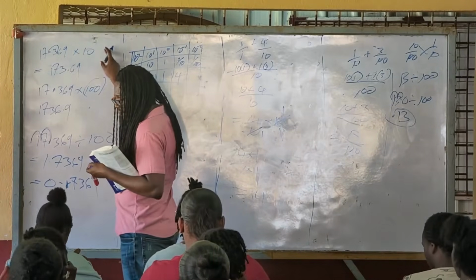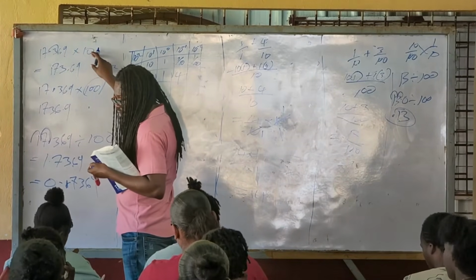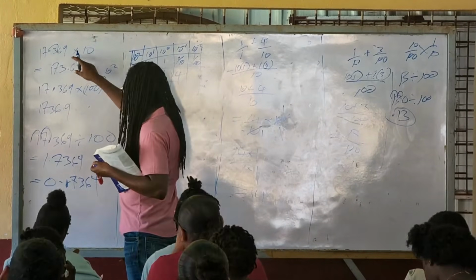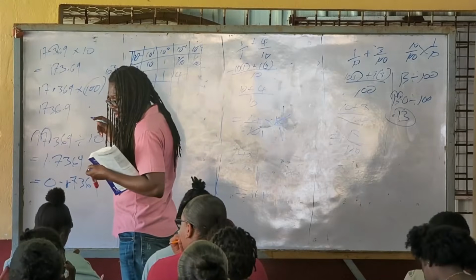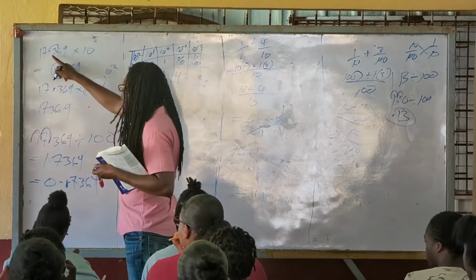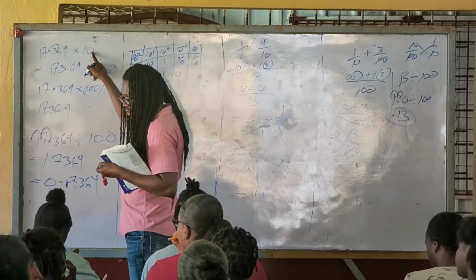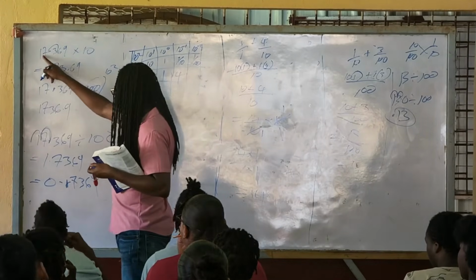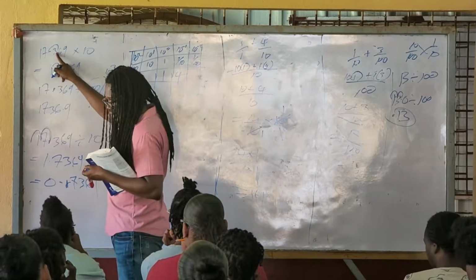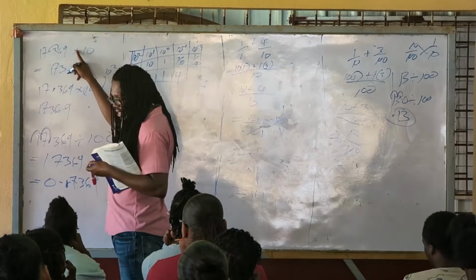17.369 times 10. What is the function? An expansion function, multiply. And therefore, it will go to which direction? To the right. Therefore, you go how many spots to the right? Because it's 10 to the first. So now it's 17.369. Move one space, it will now be here. So it is now 173.69.